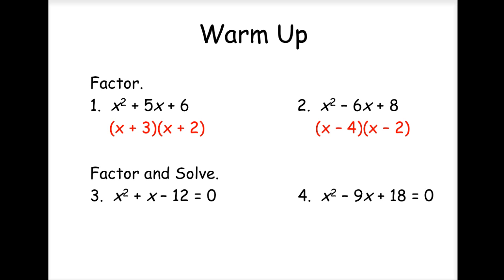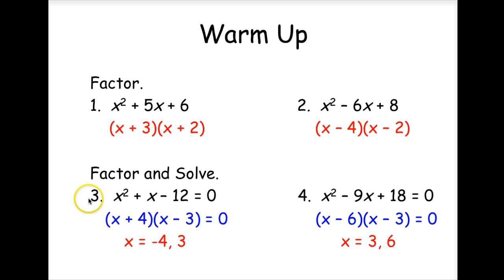Okay, factoring the top two, the signs are going to be the same. Both of those are going to be positive. Factors of 6 that add up to be 5. Again, the signs are going to be the same. They're both going to be negative, so factors of 8 that will add up to be a negative 6. The different signs, the largest factor will be positive. Same signs, they'll both be negative, so factors of 18 that add up to be 9.